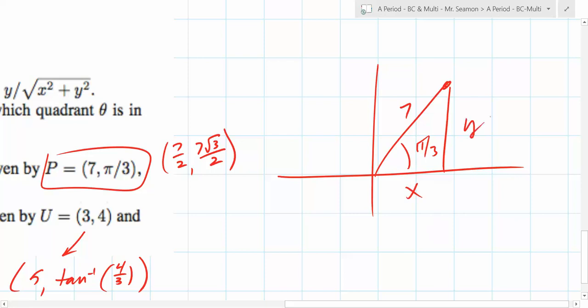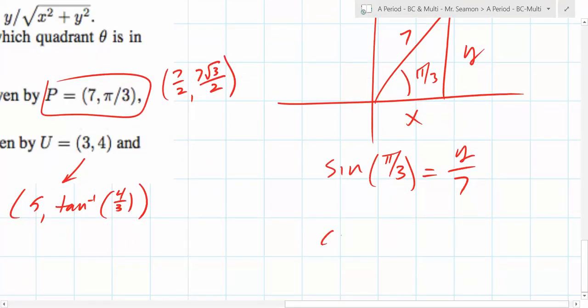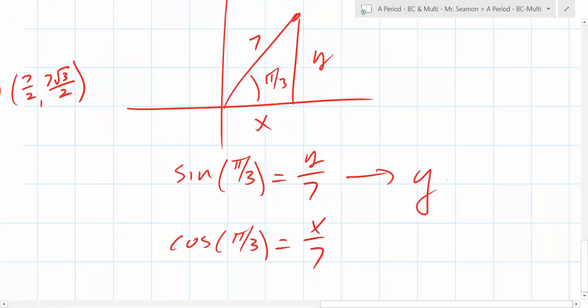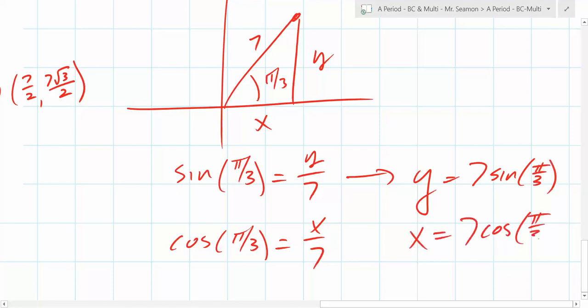Good old sine. Yes. So you know that sine of pi over 3 is going to be y over 7. And you know that cosine of pi over 3 is going to be x over 7. What does this tell you? It tells you that y is equal to 7 sine of pi over 3, and x is equal to 7 cosine of pi over 3.